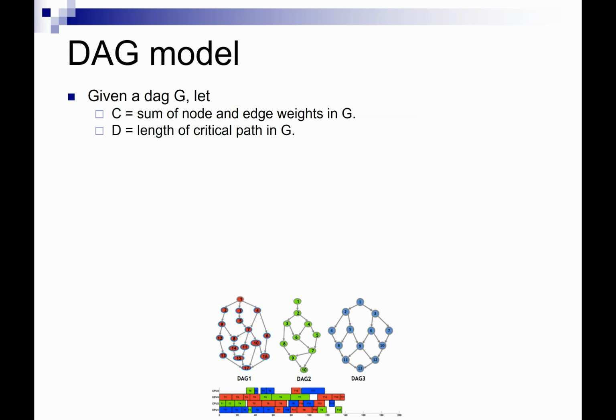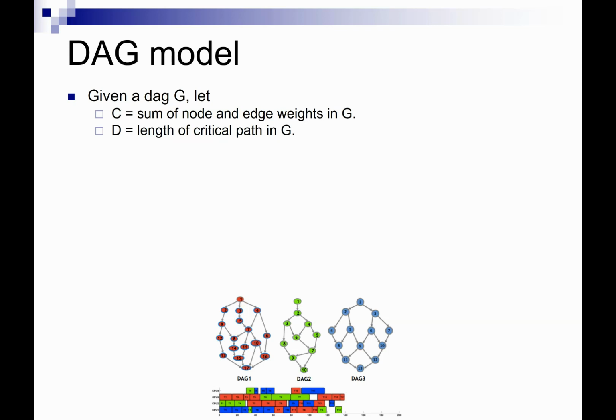Now C basically represents the total amount of work that you need to do for the DAG, because the work is either going to be computation, which would be the weights for the nodes, or it's going to be communication, and that's going to be the weights on the edges. And if you sum all of that, then you get the total amount of work that you're doing for the computation.